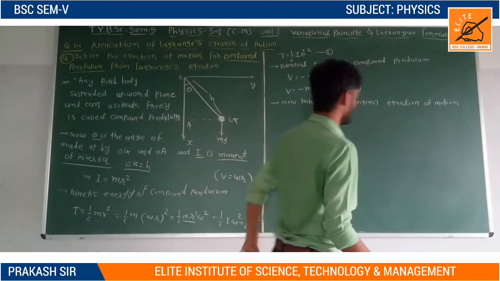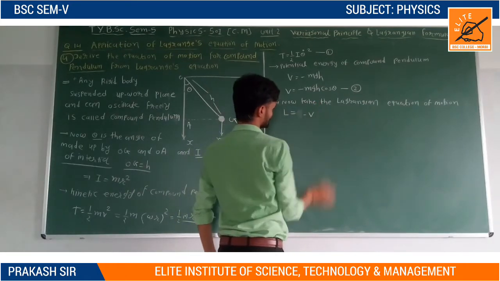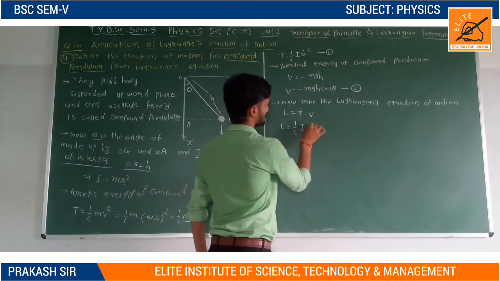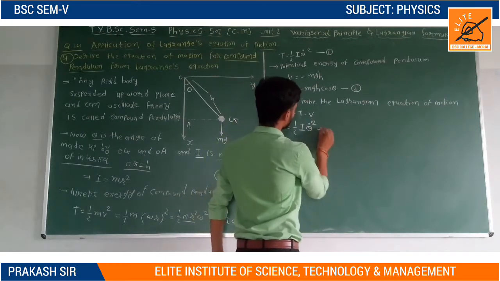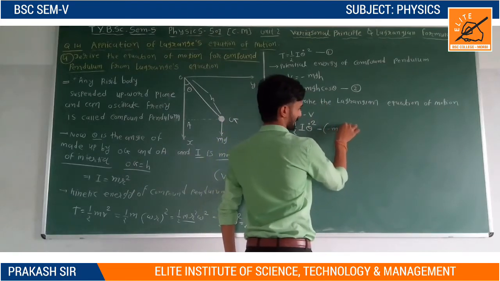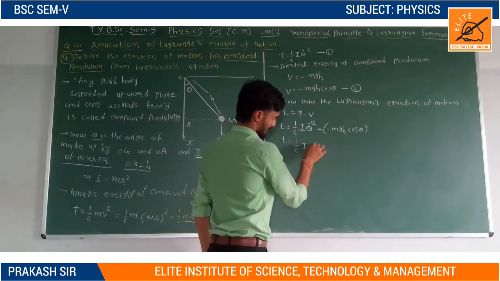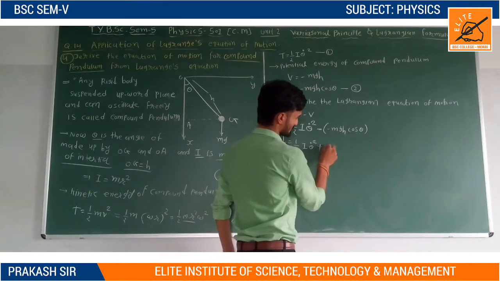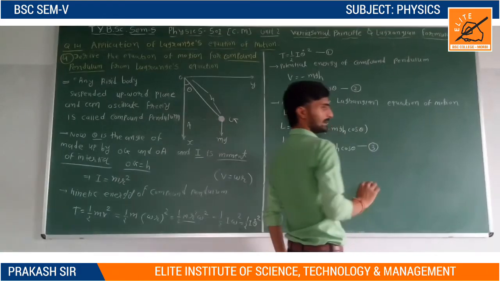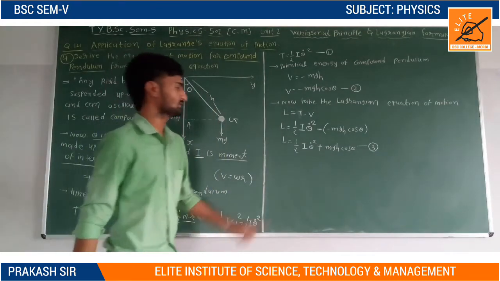Now the Lagrangian equation of motion: L is equal to T minus V. Put the values of T and V. T is 1 by 2 I theta dot square minus V, which is minus mgh cos theta. So L is 1 by 2 I theta dot square plus mgh cos theta, equation number 3. Now theta dot and theta are one coordinate, changing with time.